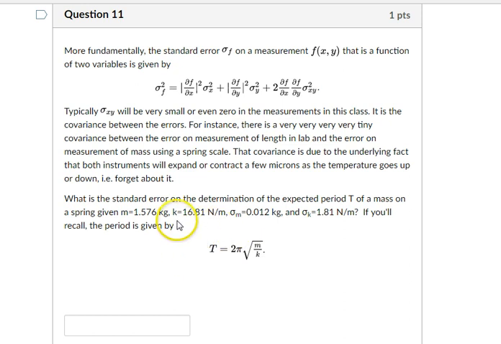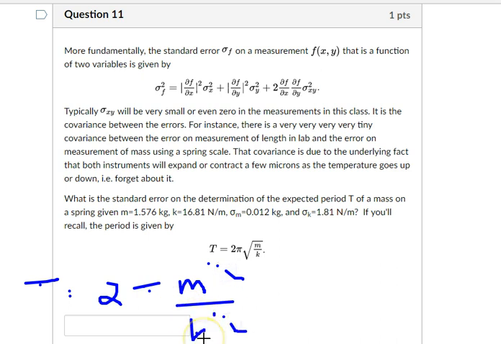And when you look at doing that, you just have to remember T is 2 pi m to the 1/2 over k to the 1/2. Oh, turn this back on. And that doesn't look like anything at all. Man. One last time.